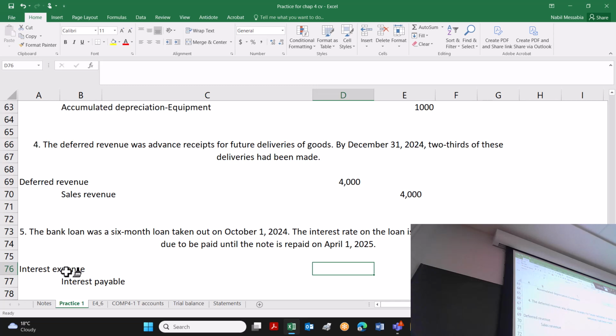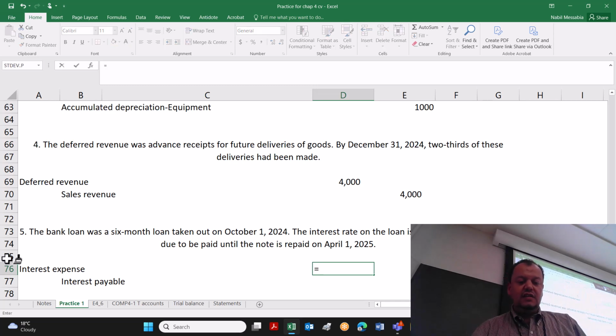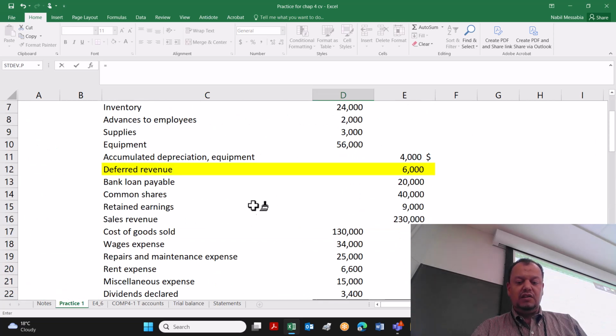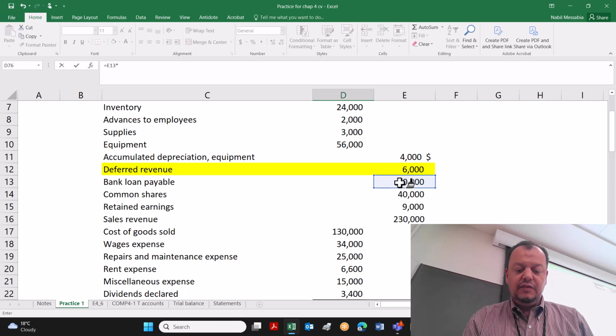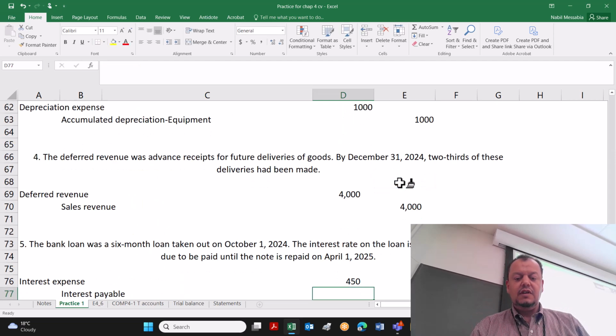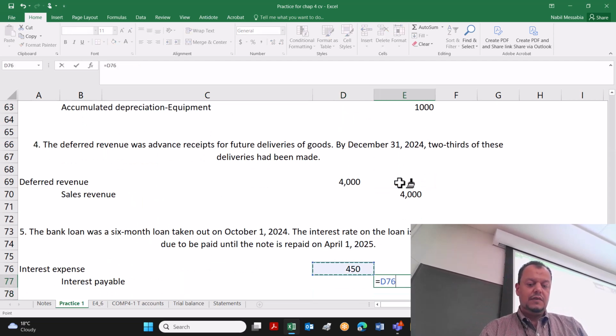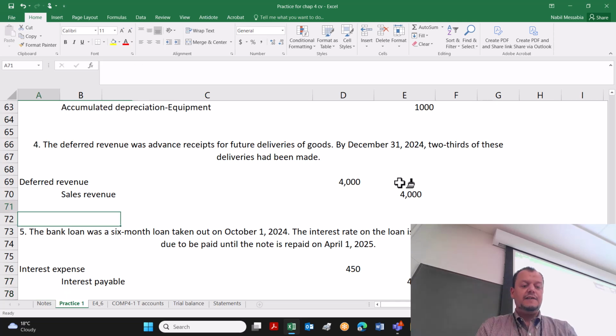So the 9% is relevant to 12 months, but we are not going to recognize 12 months of interest expense, just October 1st until December. So the calculation would be the principal, which is in the trial balance, $20,000 multiplied by 9%, multiplied by 3 out of 12. $450. Okay. Next, number 6.